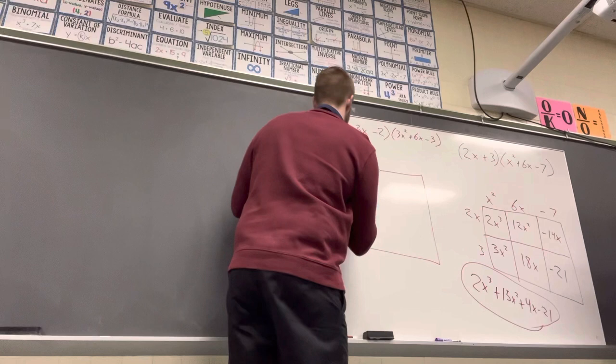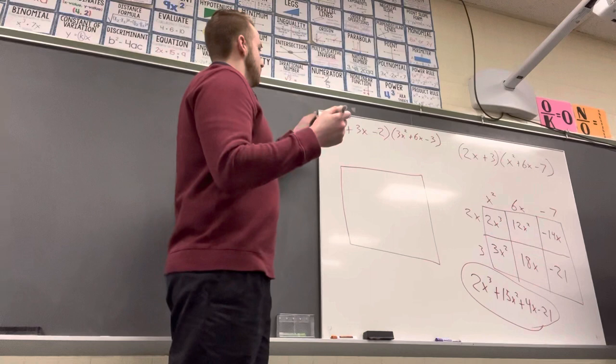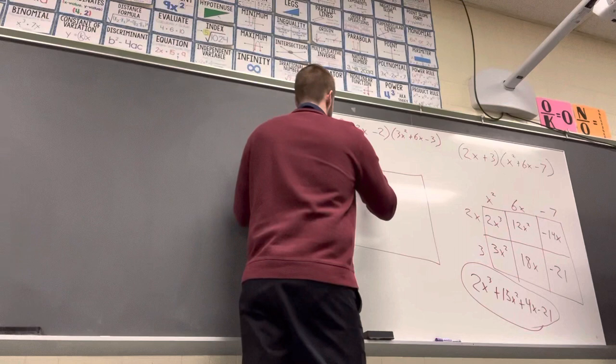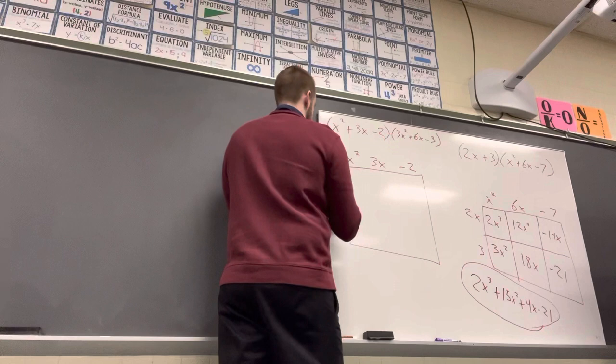All right, so like Jason asked before, it does not matter. I can put this on the top, I can put it on the side. You're still going to be multiplying the same things, okay? Where do you want to put it, the side or the top? The top. Okay, we'll put it on the top. So we have x squared, 3x, and negative 2. And then on the side, we have 3x squared, 6x, and negative 3.